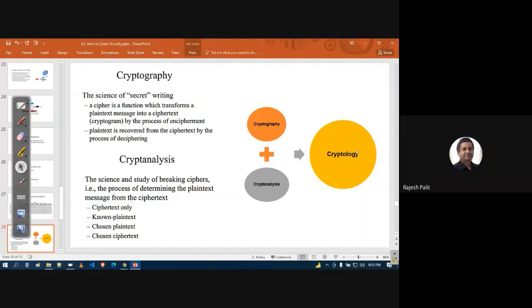Though it is not a very popular term, cryptology is the combination of cryptography and cryptoanalysis.